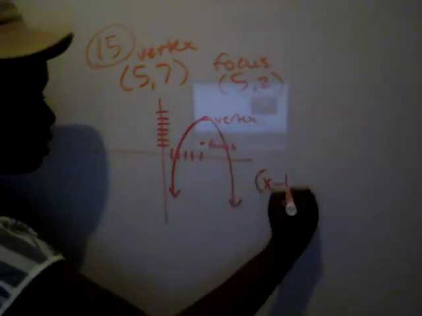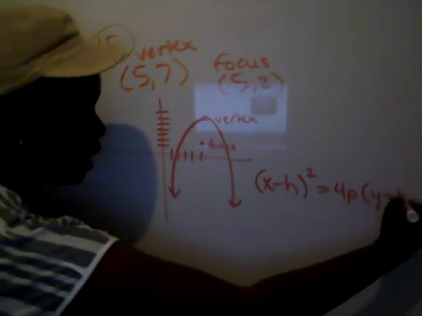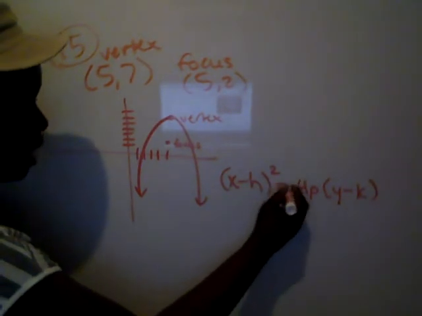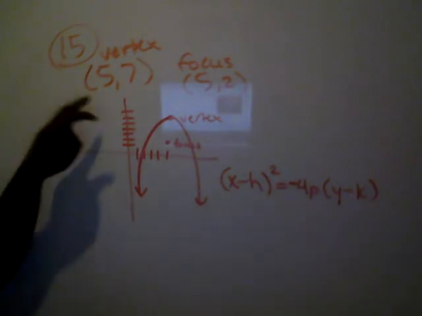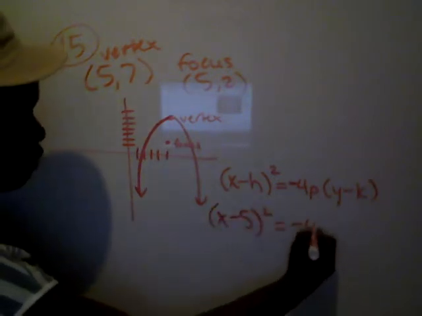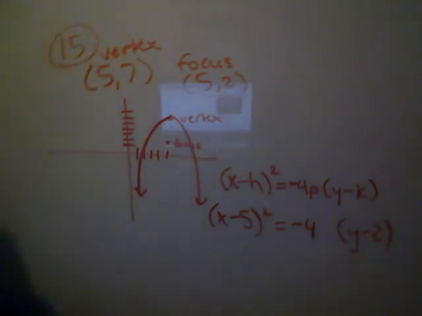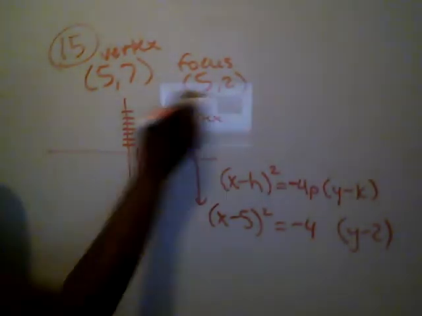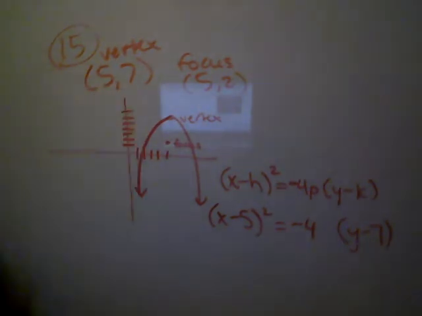So it should be x minus something squared equals 4p y minus k. The only thing we're missing is that we need to have the negative, because if it's going down, it should have a big negative. It should be a -4, like that. Okay, so we just need to fill in these variables. So first we start with the vertex. We know that this is going to be x minus 5 squared equals -4 something y minus 7. Okay, because we just take the opposite of these vertex points.